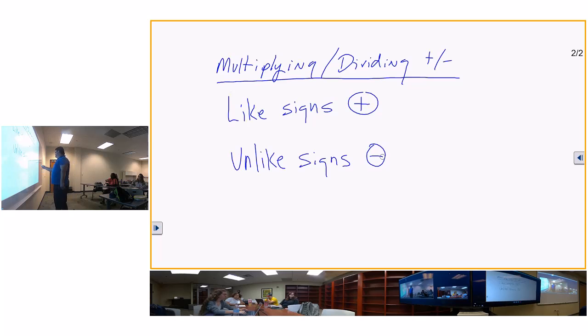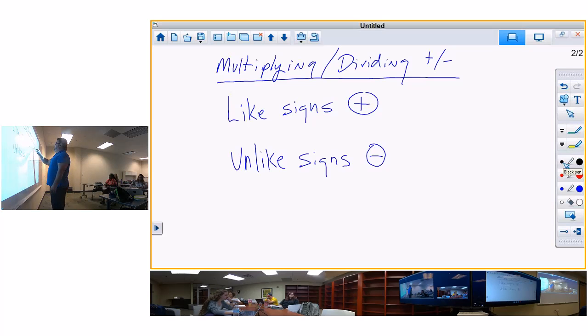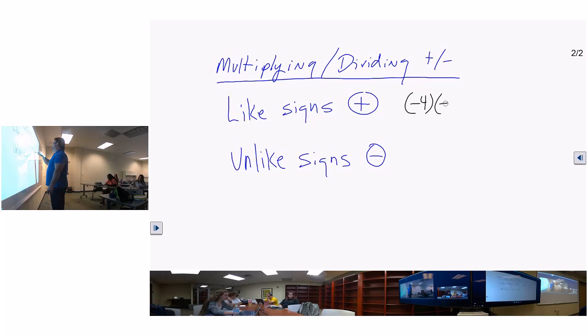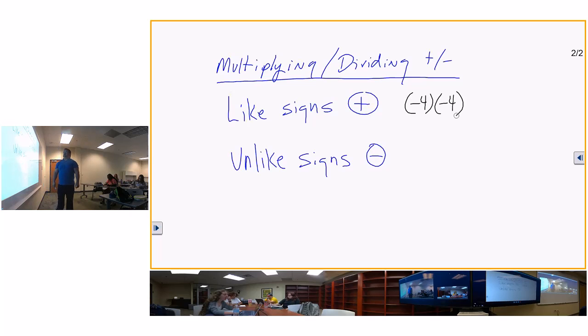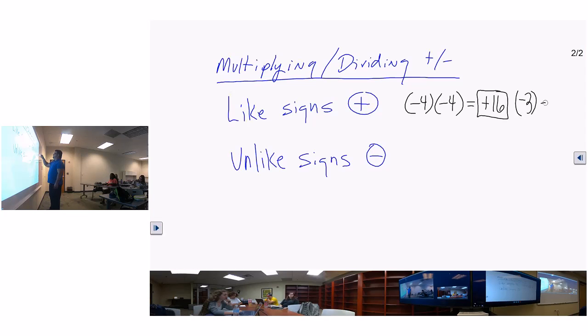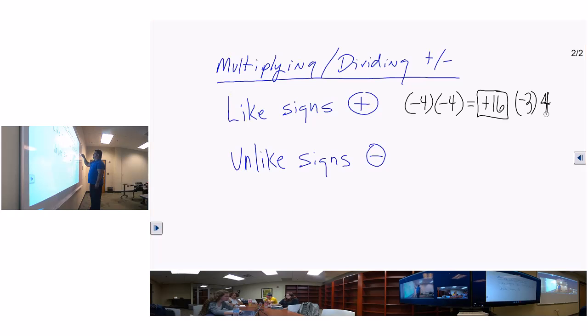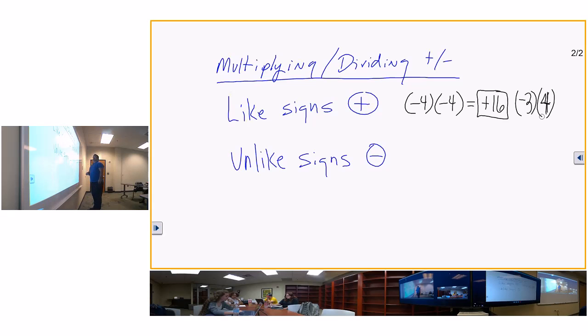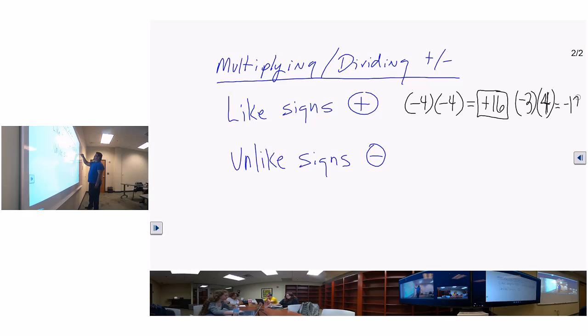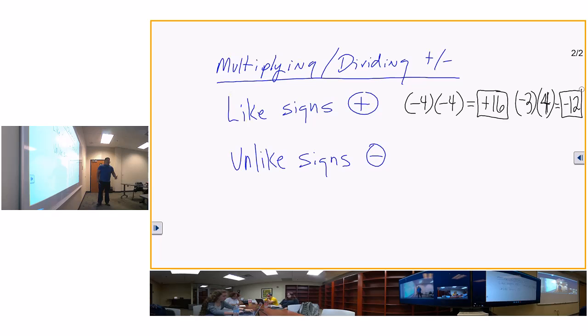What do I mean? -4 times -4. Is this like or unlike? That's a like. So you have two like signs, so the answer is positive 16. -3 times positive 4. Like or unlike? That's unlike. Unlike would be -12. Like signs are positive. Unlike signs are negative.